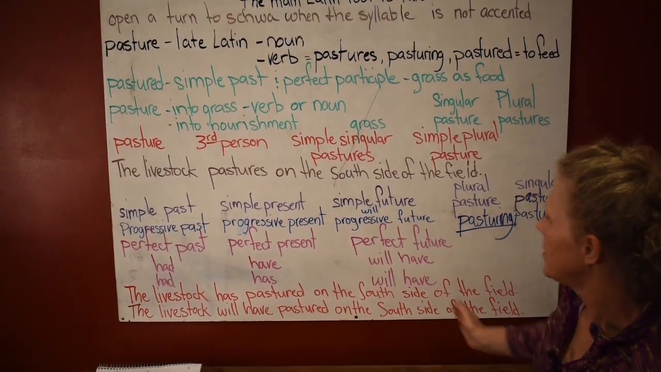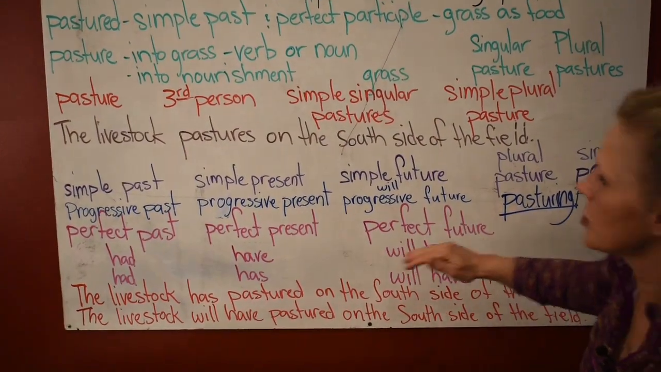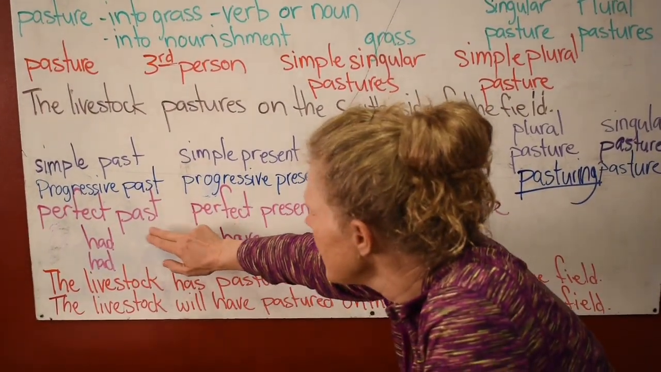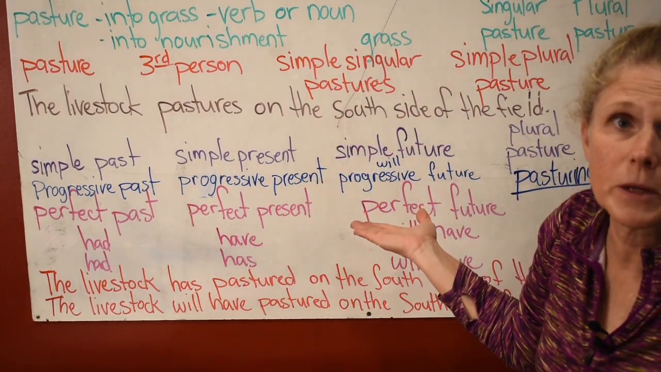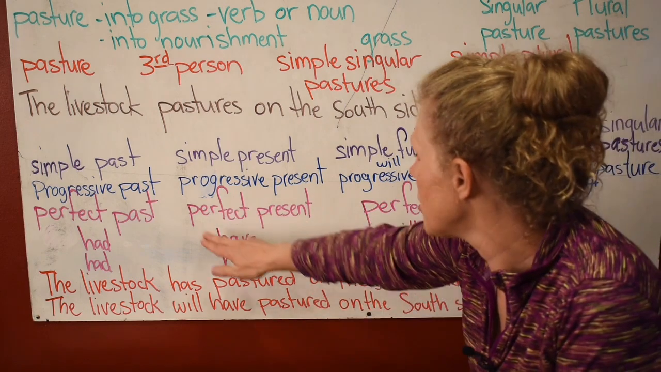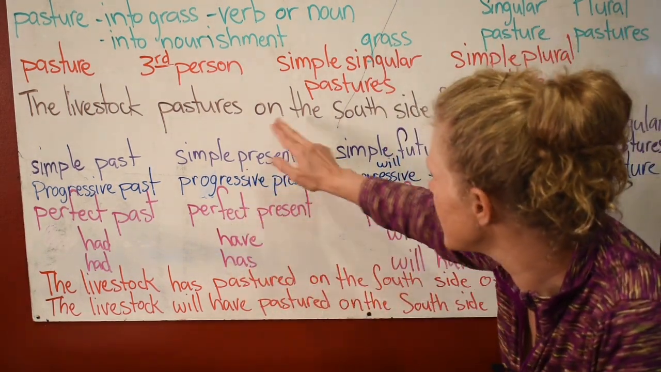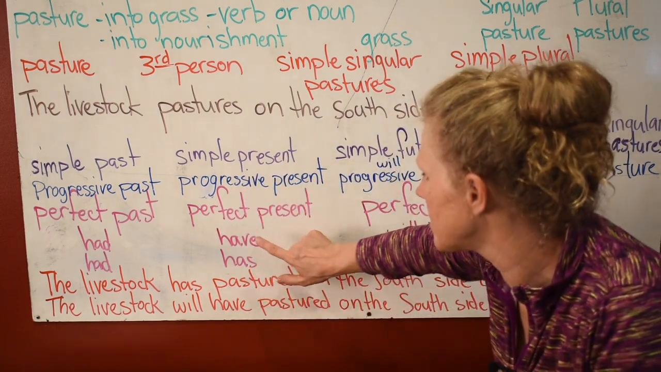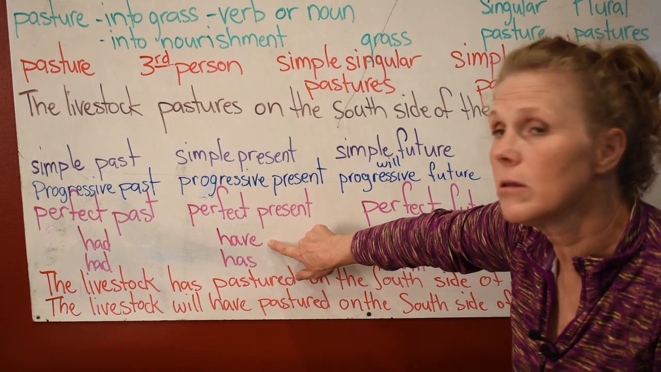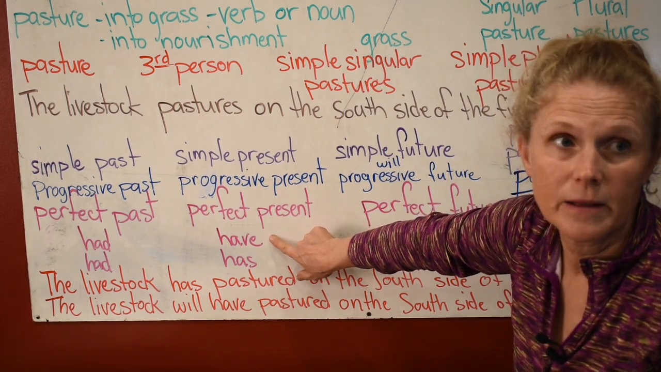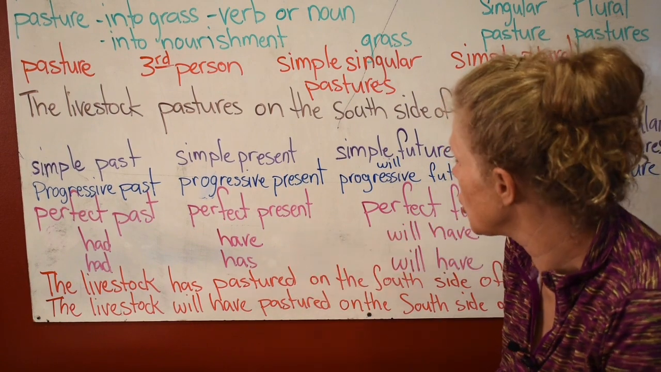All right, now perfect past, perfect present, perfect future. Now, this right here, perfect past, look at this. Had and had, we use the same auxiliary verb. It doesn't matter. But look, perfect present, you have to be careful with the progressive present, the simple present, the perfect present. Good job, have and has. So is this plural or singular? Plural. Nice, have is plural, has is singular.